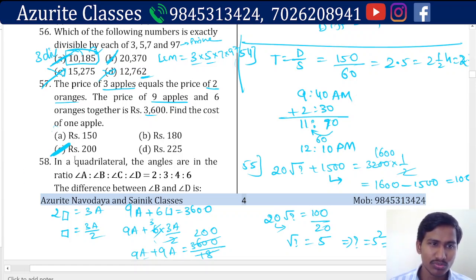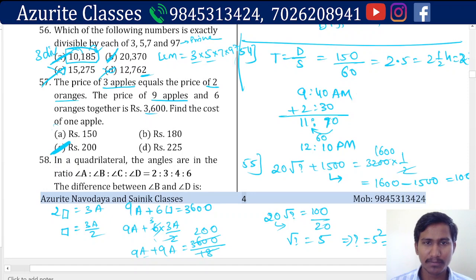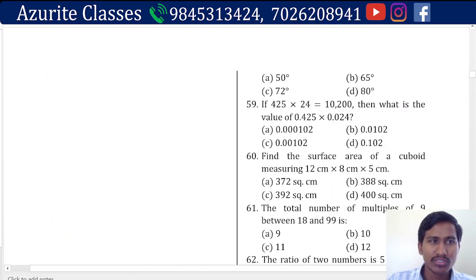Next question. So in a quadrilateral, the angles are in the ratio A is to B is to C is to D, 2, 3, 4, 6. Then the difference between B and D. Okay, so let's go to the next page. So ratio of angles. So in a quadrilateral, right? So what is the ratio? A, B, C, D ratio is how much? 2 is to 3 is to 4 is to 6.